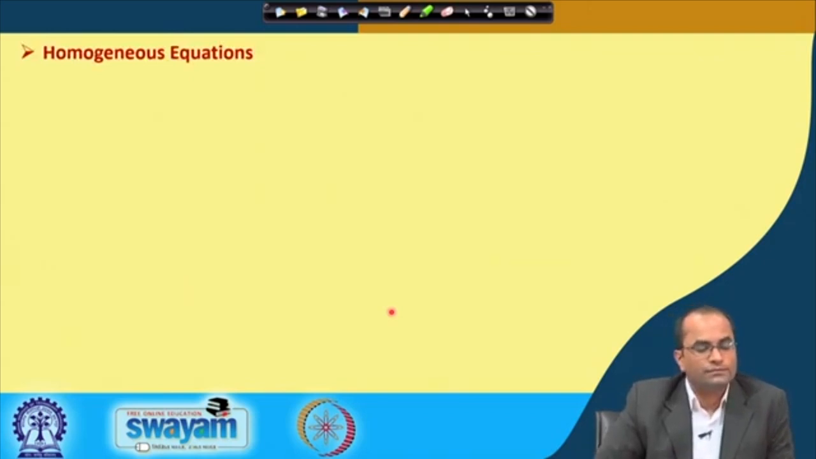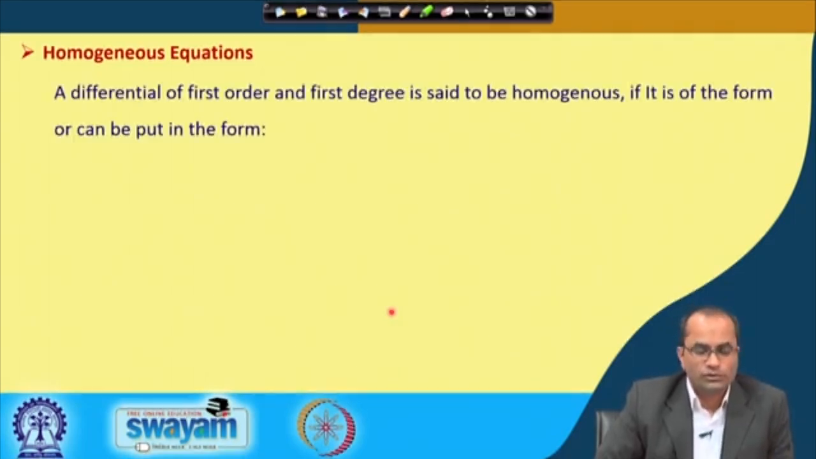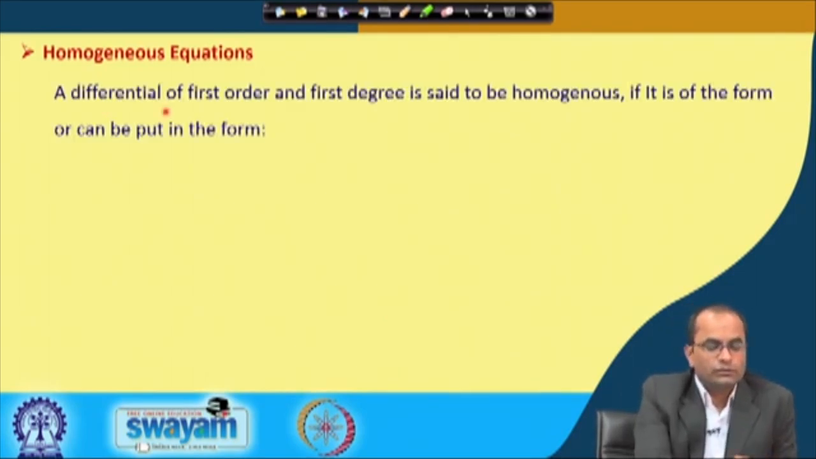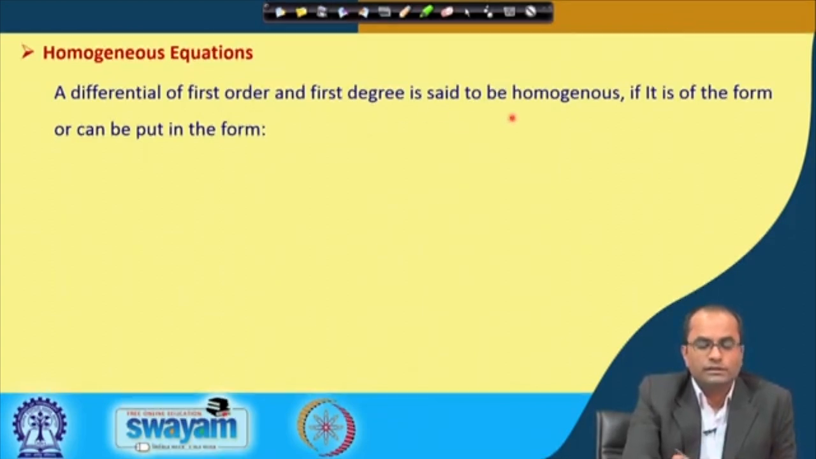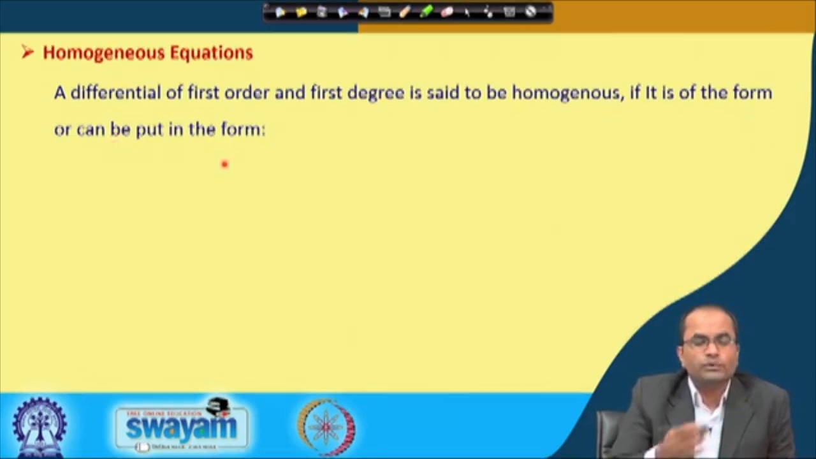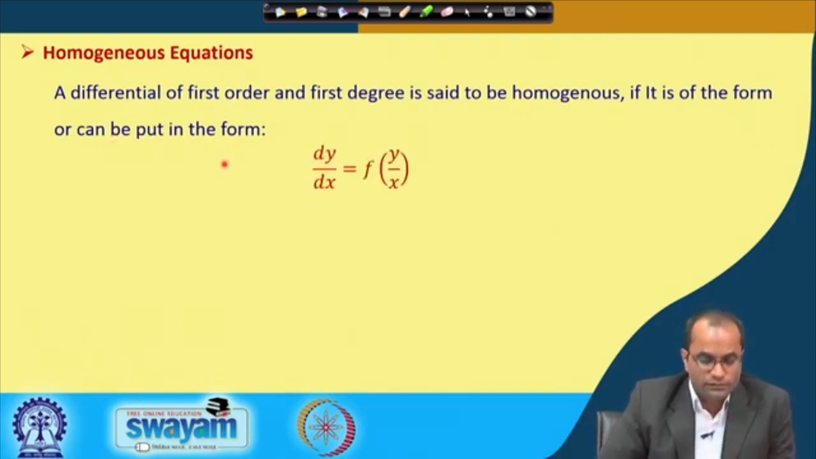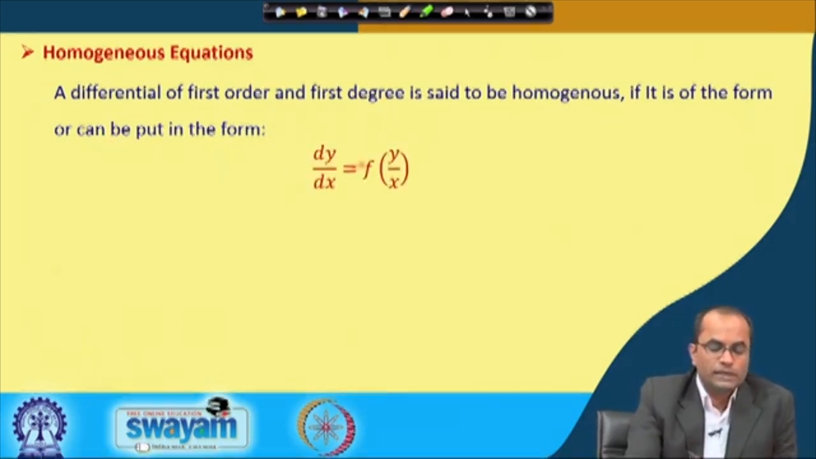Another type of equation we will consider now is called the homogeneous equations. A differential equation of first order and first degree is said to be homogeneous if it is of the form, or can be put in the form, dy over dx is equal to a function of y over x.